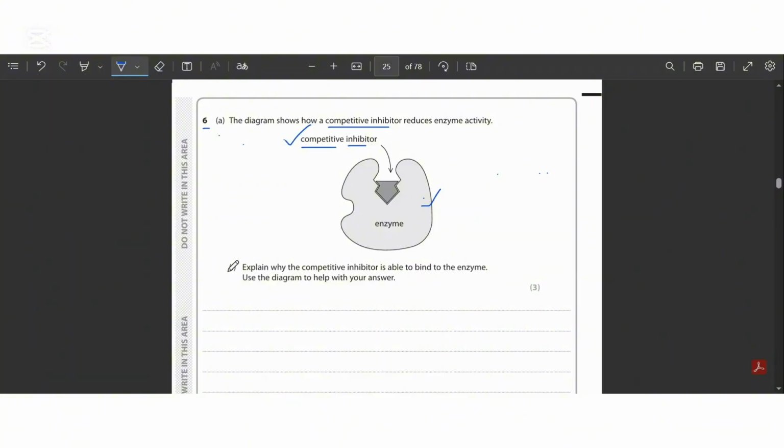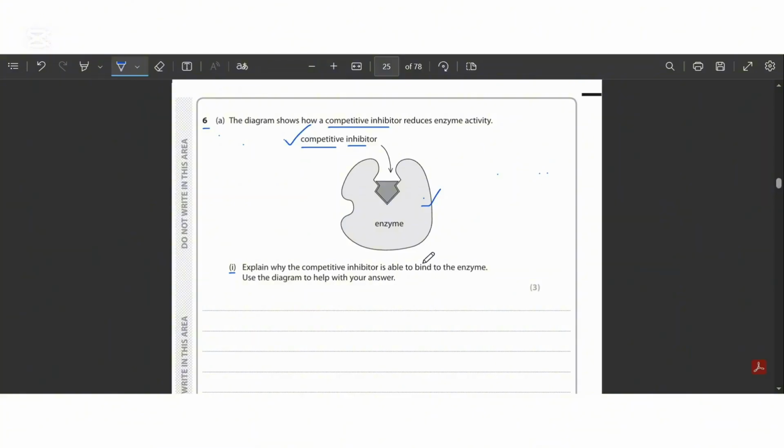So part 1 says: explain why the competitive inhibitor is able to bind to the enzyme. Use the diagram to help with your answer. As you can see over here, the enzyme has this active site, and the competitive inhibitor is able to bind to this place because it has a similar shape to the substrate, which means that it is going to be complementary to the enzyme also, and hence it can bind right over here to the active site almost.